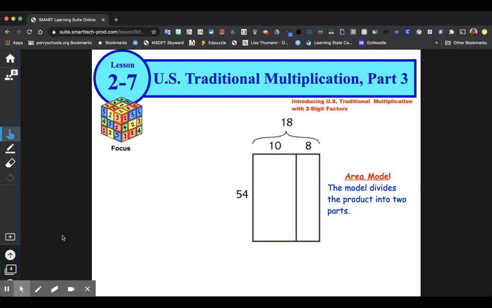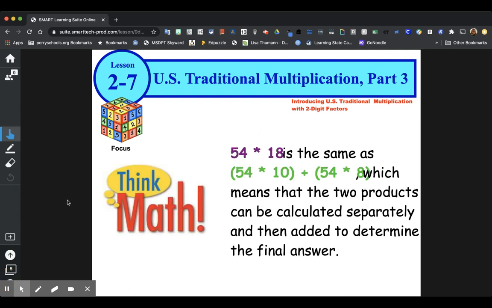Here's an area model representing 54 times 18. We can do 54 times 8, and then we can do 54 times 10. Remember, the model divides the product into two parts, very similar to partial products. 54 times 18 is the same as saying 54 times 10 plus 54 times 8, which means that the two products can be calculated separately and then added to determine the final answer.